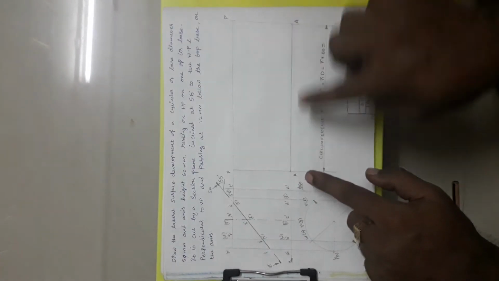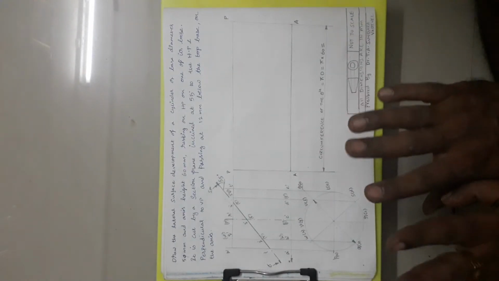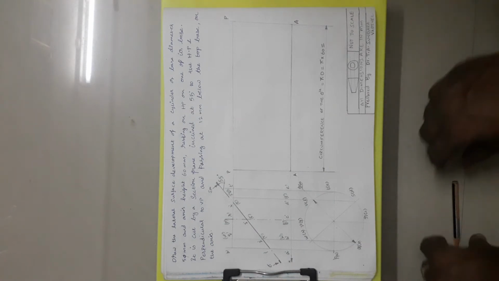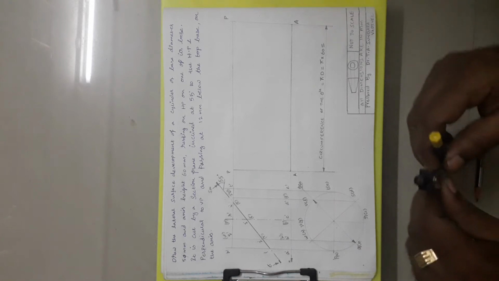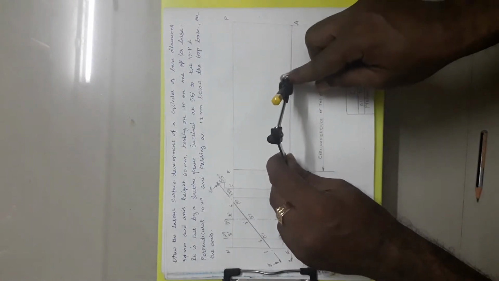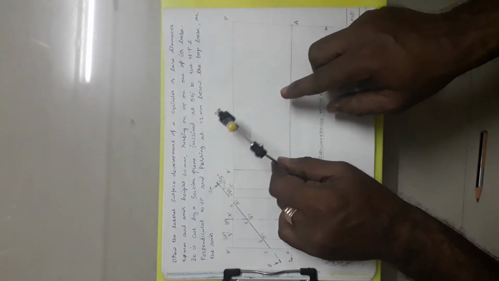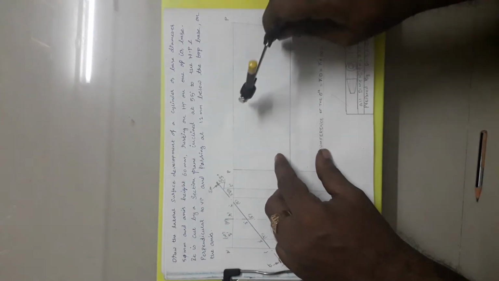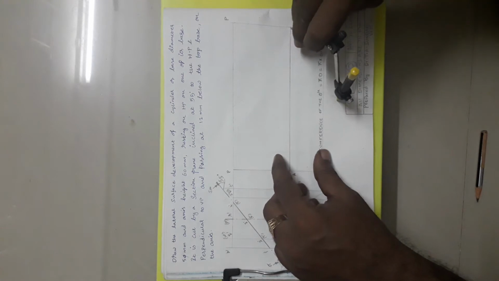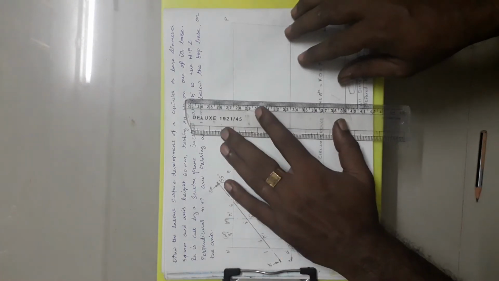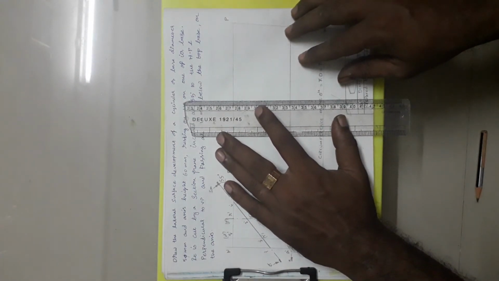How can we divide this line into 8 equal parts? The easiest method is the bisecting method. We take more than half of this length and cut an arc on both sides. Similarly, with the same distance, we cut an arc on the other side from the other point. So we will get 2 points like this. If I join these, I will get a line.